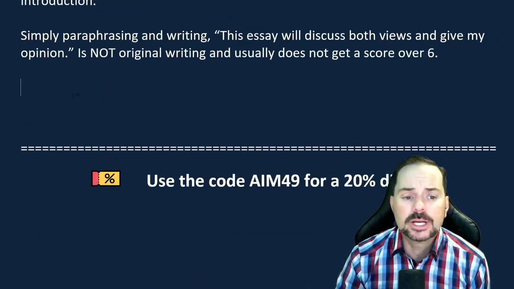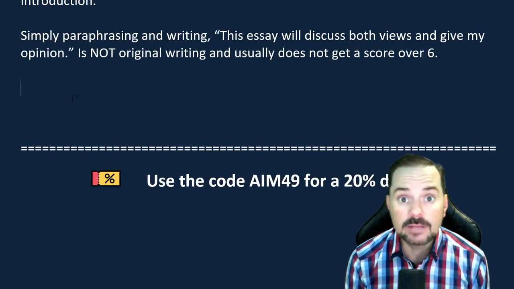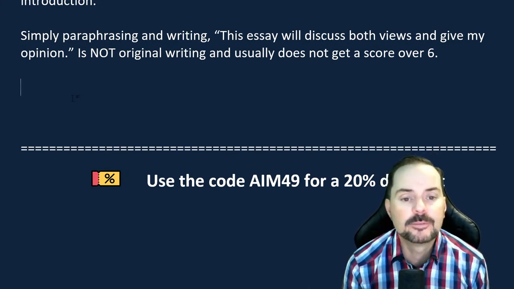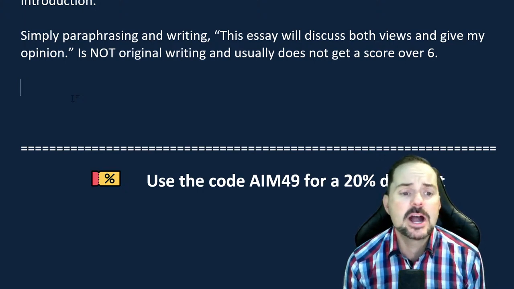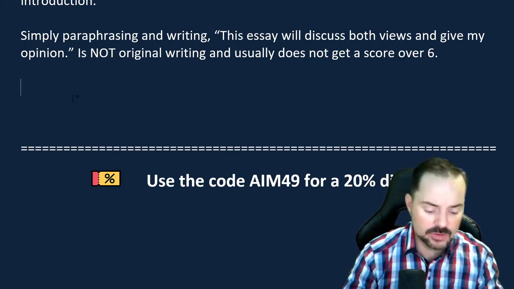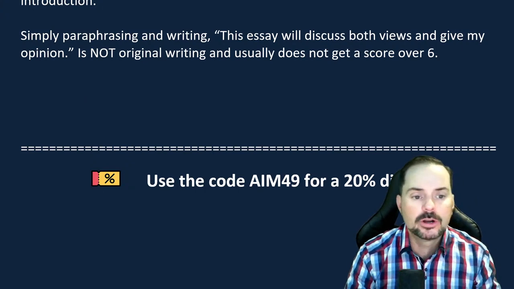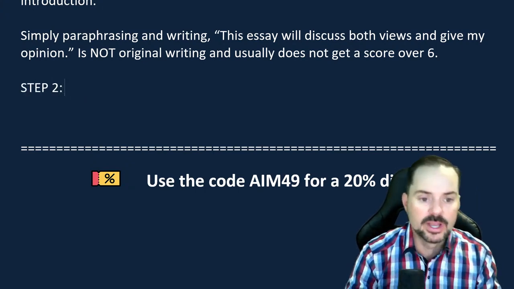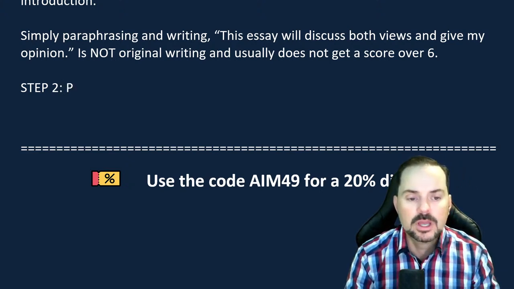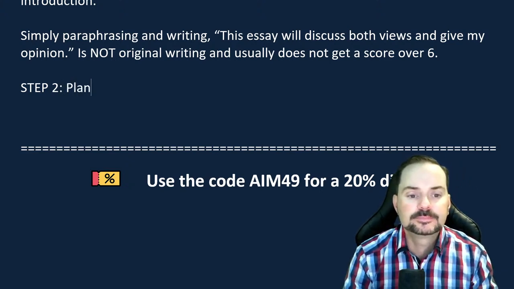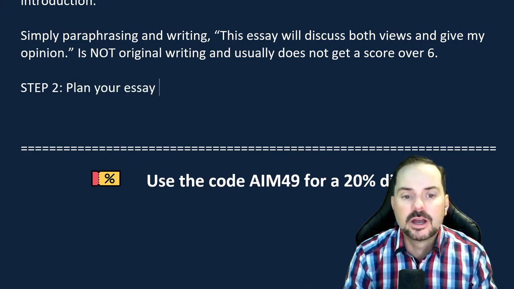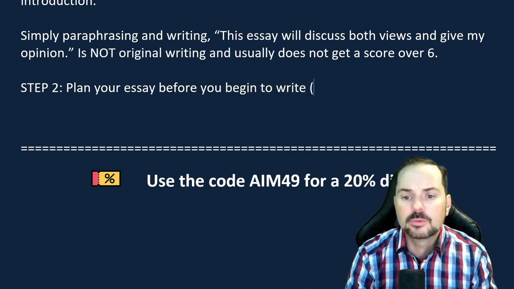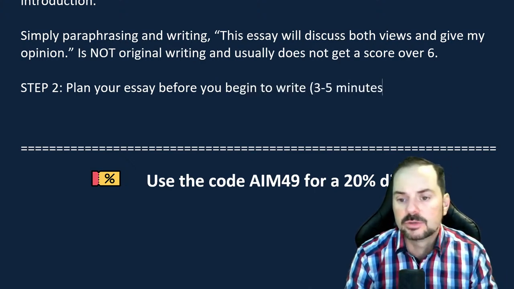All right, so good paraphrasing. We've now gathered some great vocabulary based on the different paraphrasing from our members. And now we can get into planning, okay? You should always plan your essay before you start writing. So plan your essay before you begin to write, and you might spend anywhere from 3 to 5 minutes doing this, okay?